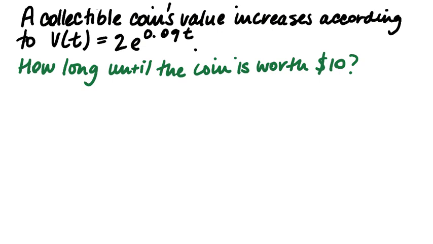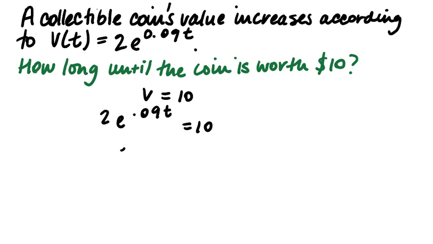Now we've got one that's going to increase continuously. The value of a collectible coin increases according to v of t equals 2e to the 0.09t. How long until the coin is worth $10? Well, v is going to be the value, and t is the time in years. What I'm going to do is say I want v to equal $10. So I'm going to say 2e to the 0.09t equals 10, and I'm going to try to solve for t.